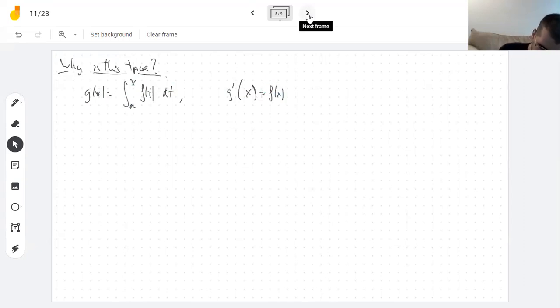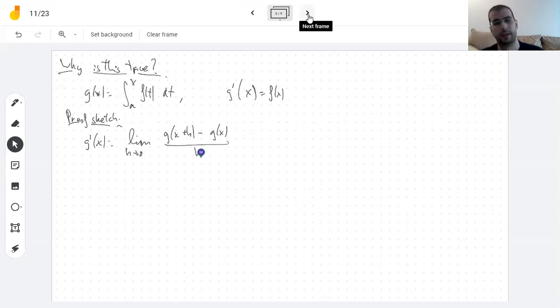Well, the derivative, I'm just going to write down what the derivative is. The derivative is the limit as h approaches zero of g of x plus h minus g of x, divided by h. So, the function g, you find by plugging x as the bound for the integral. So what I have to do to find g of x plus h is plug in x plus h as the bound for the integral.